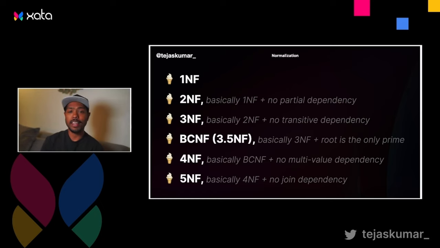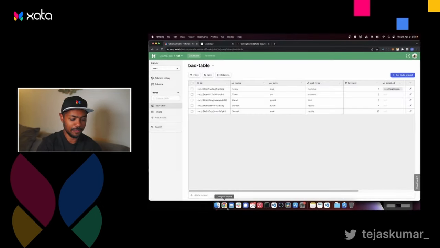All right, so 3NF is the same as 2NF, but no transitive dependency. What is a transitive dependency? Well, okay, back to the laptop again. A transitive dependency is when a column doesn't depend on the primary key, but some other column. So in this case here, we have pet type. It really doesn't depend on the ID of the user, right? It depends on the pet. So again, this violates 3NF.